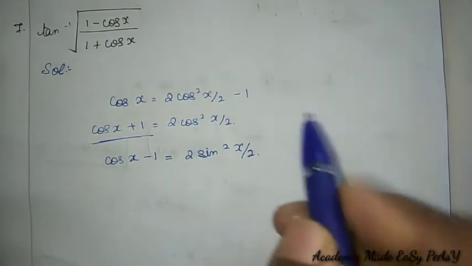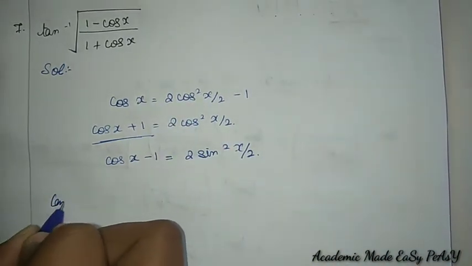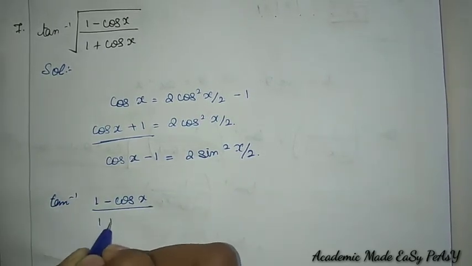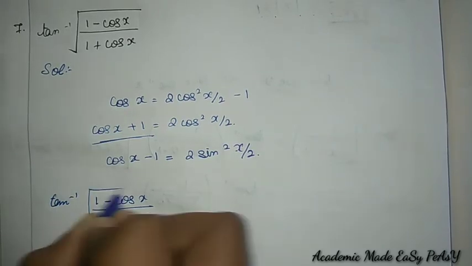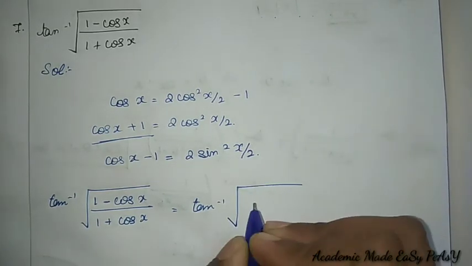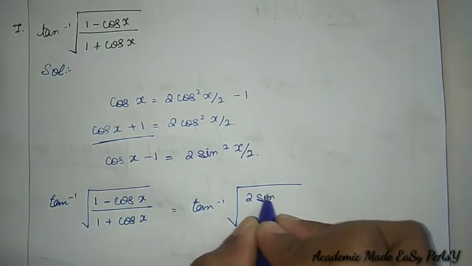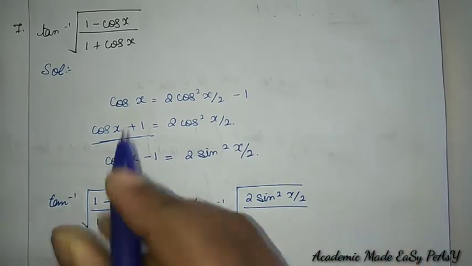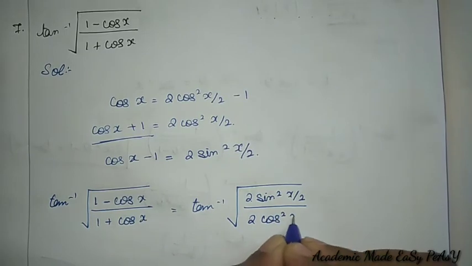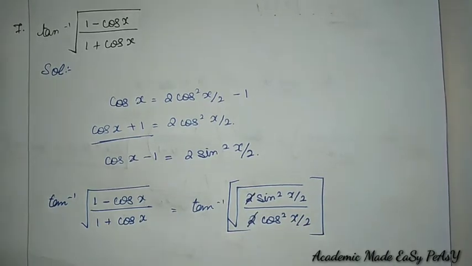So now we will be substituting these values in the given function. What is the function? Tan inverse of root of 1 minus cos x divided by 1 plus cos x. So this will be tan inverse of root of, what is 1 minus cos x? It is 2 sine square x by 2, and what is 1 plus cos x? It is 2 cos square x by 2. Now this is division, so 2 and 2 will get cancelled.